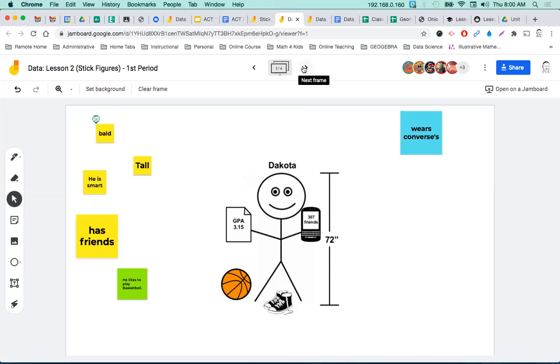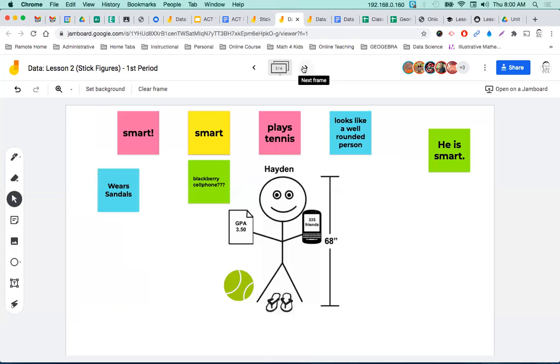Okay, and just clicking through, I see some good ones. We got plays tennis. There's the BlackBerry cell phone. Wears sandals. Okay. Another person they think's pretty smart. Looks like a well-rounded person. Okay, it's good.